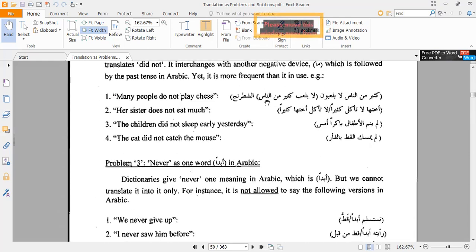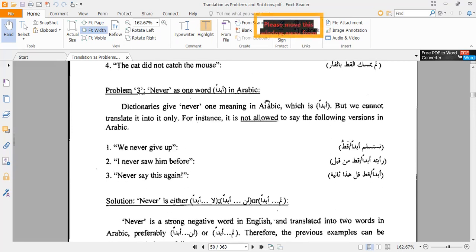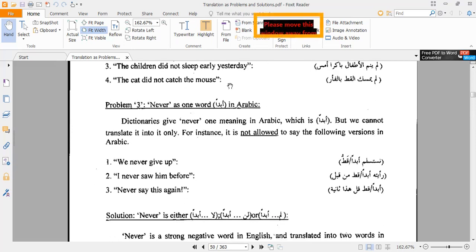Okay, now never. Never is rendered as abadan in Arabic, but if we follow the literal translation strategy, it will never give us a correct, comprehensible, acceptable translation. Look at this sentence. We never give up. نستسلم أبدا أو نستسلم قط.